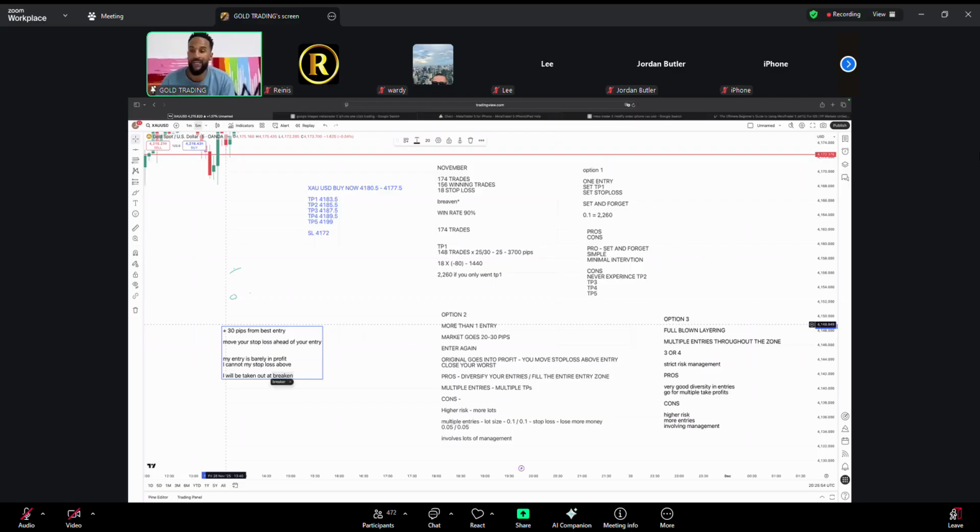Type a 1 in the chat box if you have ever felt like this. I can see, no one else can see. So this is what the people taking option number 1 will rightly say. They will rightly and fairly say, my entry is barely in profit. I can't move my stop loss above, because the minute I do, I will be taken out at break even.